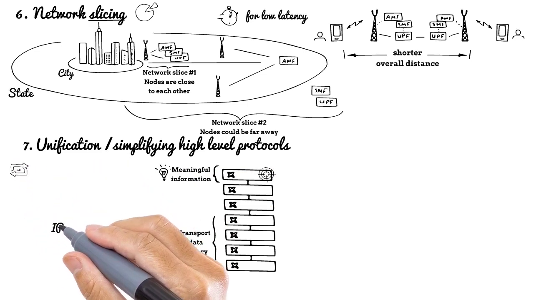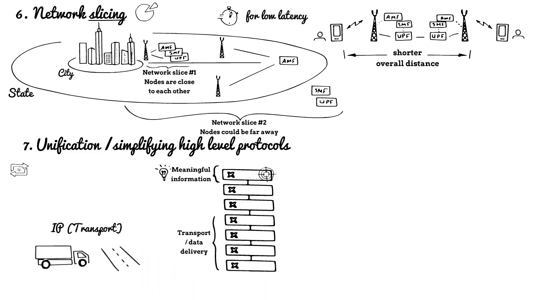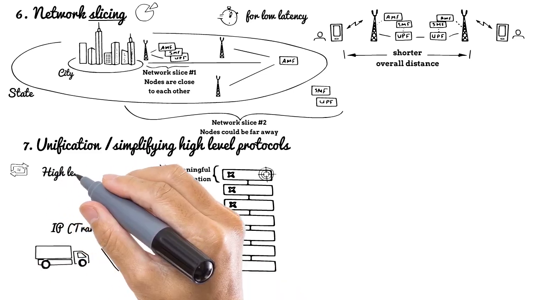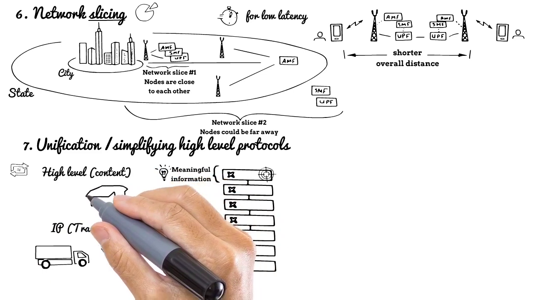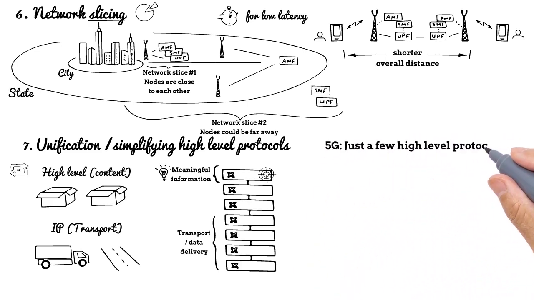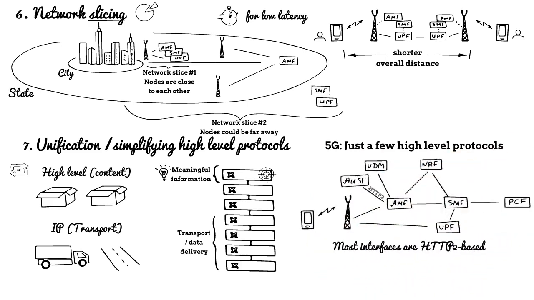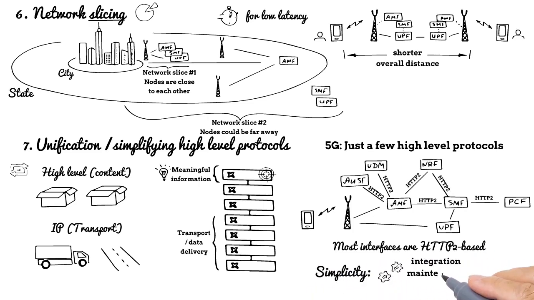Similarly, if previously we talked about a unified transport network using the IP protocol, compared to trucks driving on unified roads, then now we talk about content, what those trucks are delivering. They are to carry standard packages of the same dimensions with documentation inside in the same language, for example English. Historically, there were many more high-level protocols in mobile networks, but in 5G there are just very few left. Lots of interfaces between 5G nodes using an HTTP2-based protocol leads to simplicity, and simplicity is key for easier node integration, maintenance, and network issues troubleshooting.